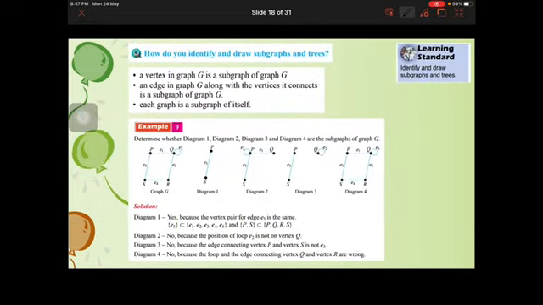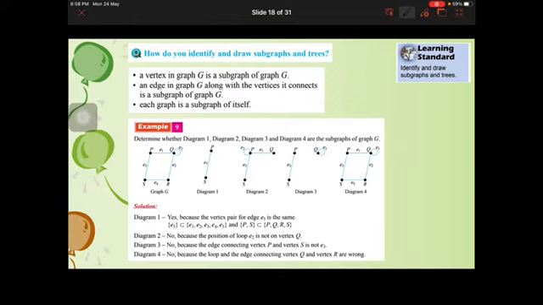Now we proceed with the third learning standard. How do you identify and draw subgraphs and trees? Just to recall what we have learned just now, we have learned about simple graph with multiple edges and loops. We have directed graph, undirected graph, weighted graph, unweighted graph. You must see the difference between all the graphs. Now next we are going to identify what are subgraphs and trees.